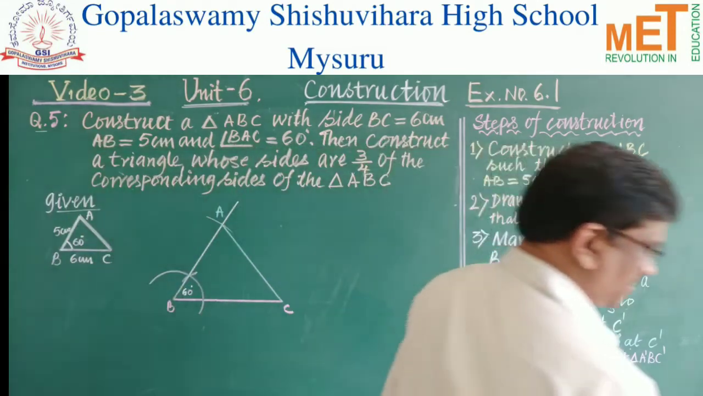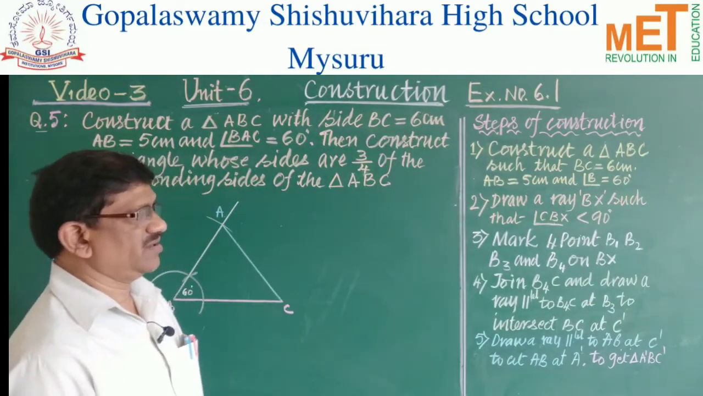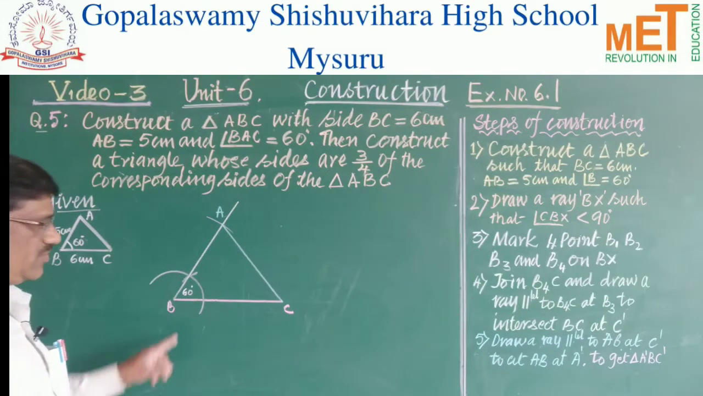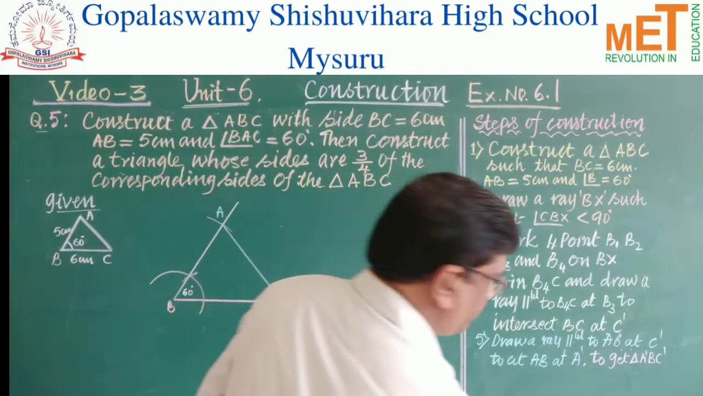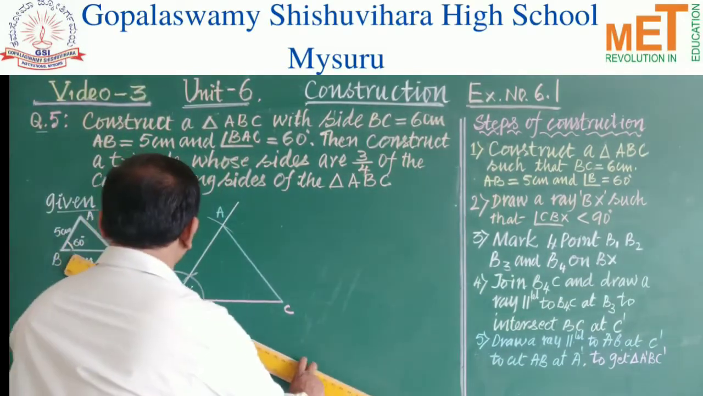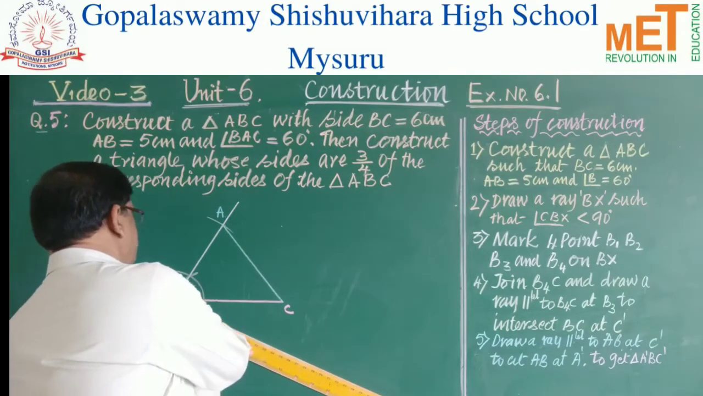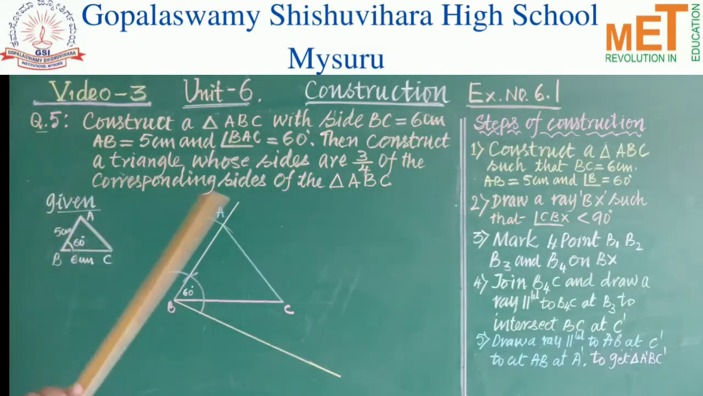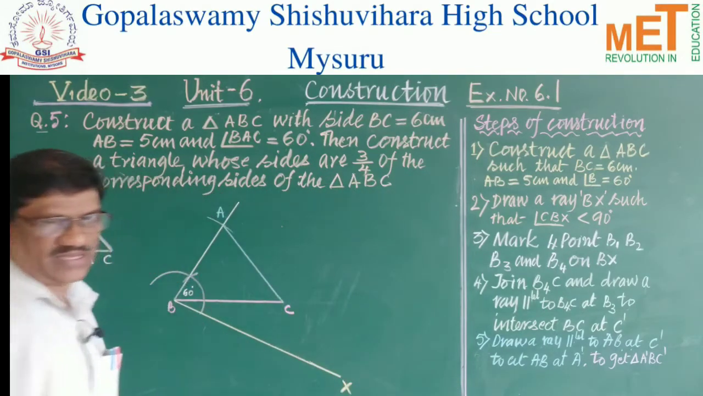Okay. So now what we have to do, the next step is draw a ray BX such that angle CBX is an acute angle. As you already know, draw an acute angle at B. Name it as X.